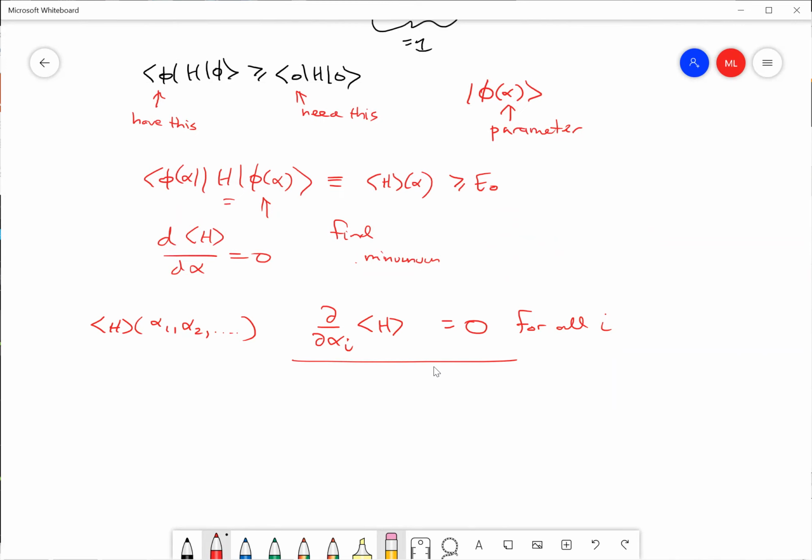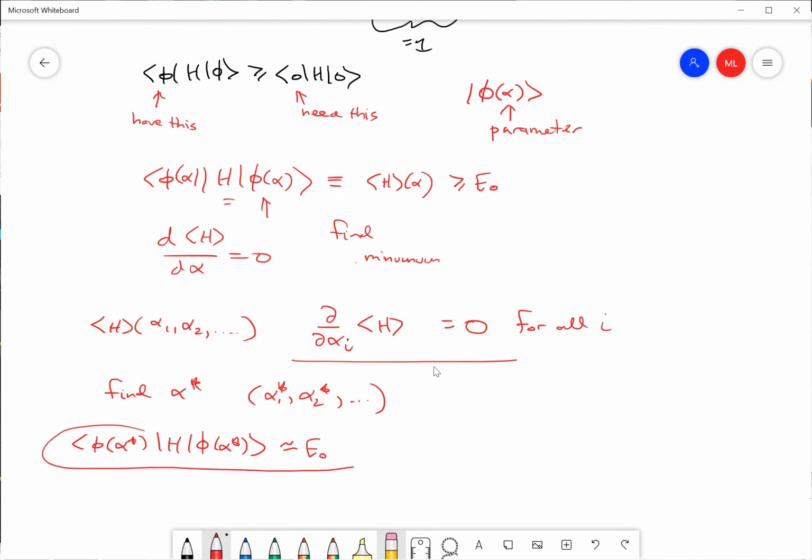And then if you plug that in, you find that minimum value, we call alpha star, or if you have a bunch of parameters, it's just a solution to this equation. And then you substitute it back in, and then you say that, well, fine, whatever it is at alpha star, this expectation value must be a pretty good approximation to the true ground state energy. And phi alpha star, the state itself, must be a pretty good approximation to the ground state.